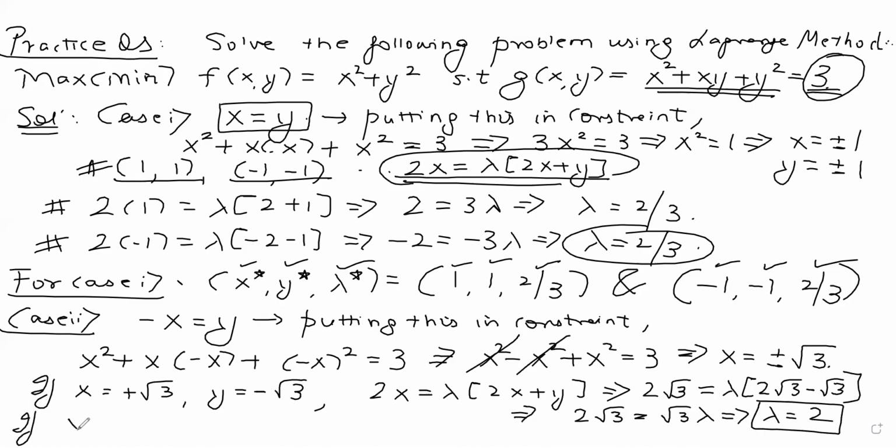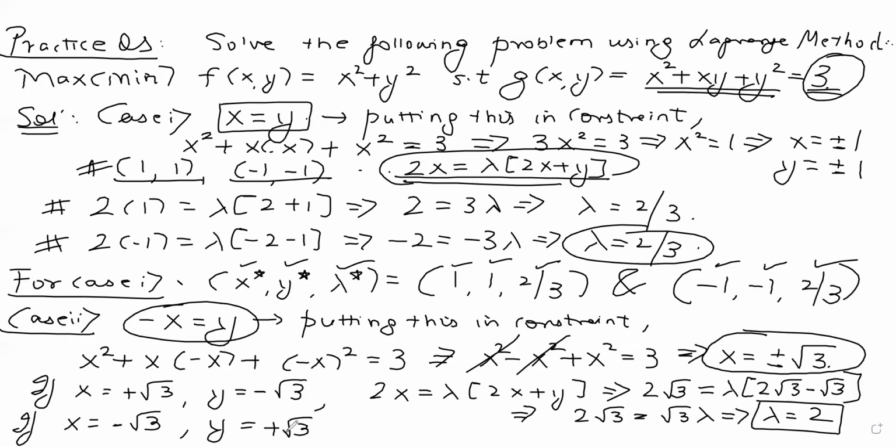And on the other hand, if I take x as minus root 3, because x is plus minus root 3, right? So if I take x as minus root 3, then y will be plus root 3. In which case, again, if I put it in this particular function and solve it for lambda, again, you can see that you will get the value of lambda as 2. You put x as minus root 3 and y as plus root 3 in this equation, you can again verify that you get lambda as 2. That means for case 2, we are getting another possible solution.